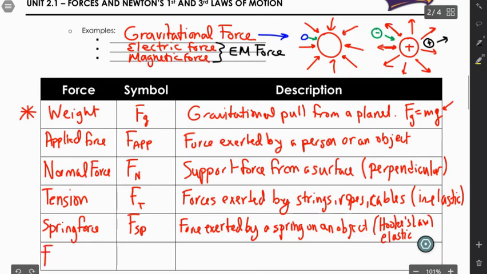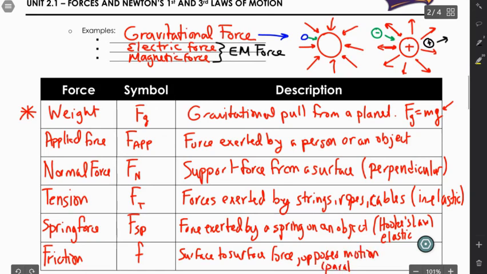Okay, and then the last one is kind of the big one, and we'll spend a fair amount of time talking about this force. It's friction. Okay, we get a lowercase f. Okay, and now this is a surface-to-surface force. All right, it opposes motion. Okay, in fact, it's parallel to the motion, which means it's vertical or horizontal.